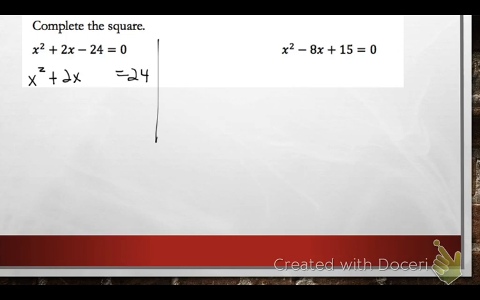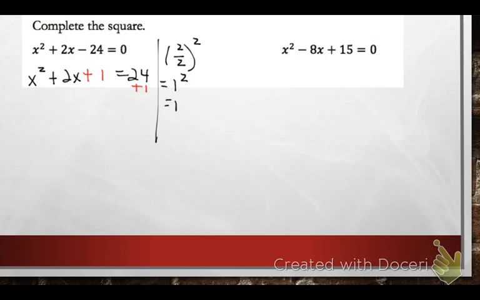So we're going to take the b value, which is 2, and we're going to divide it by 2 and then square it. So 2 divided by 2 is 1. 1 squared equals 1. So that's my value that will complete the square. So I'm going to write it in red. And then whatever we add to one side of the equation, we need to add to the other.